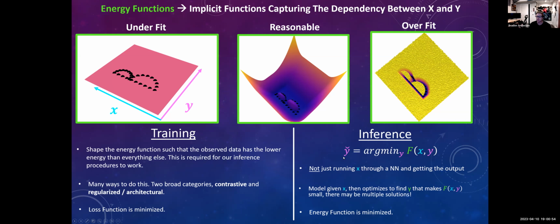So we're minimizing. We're going to look for the Y that minimizes our energy with respect to the X that we've been given. Looking at these energy surfaces up top, we're going to imagine being given an X and then having to use our inference procedure to traverse across our energy function to find the value of Y that results in the lowest energy.